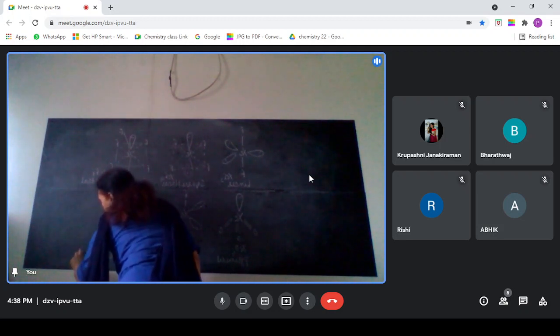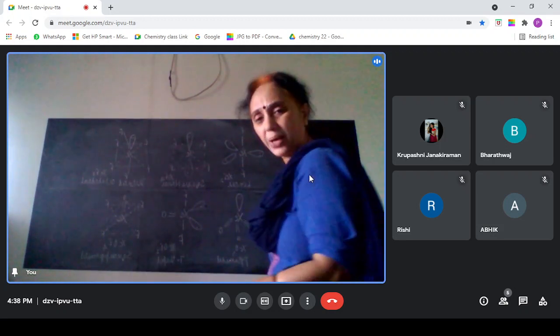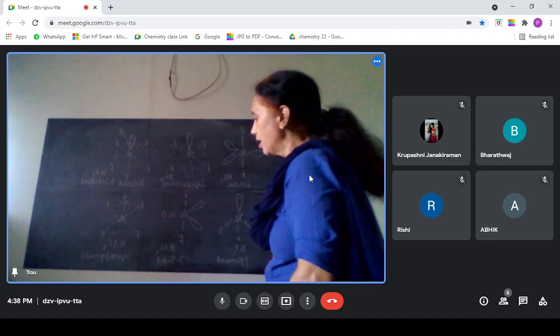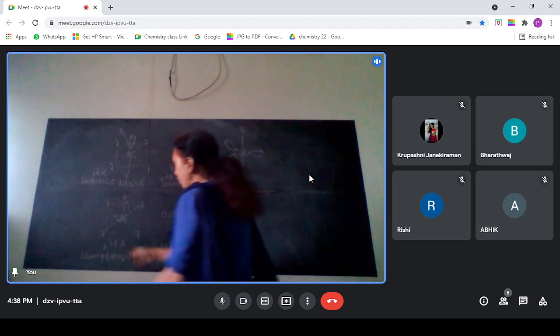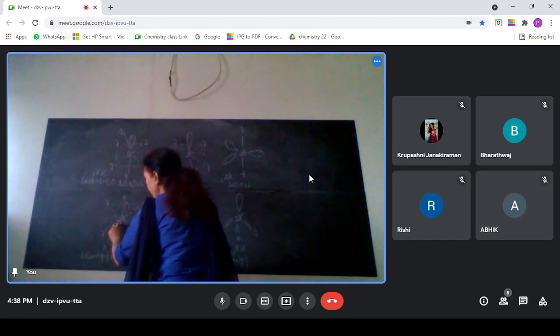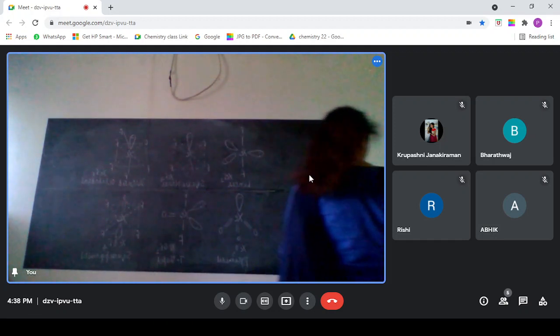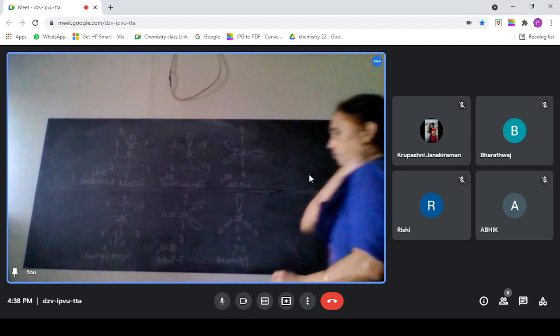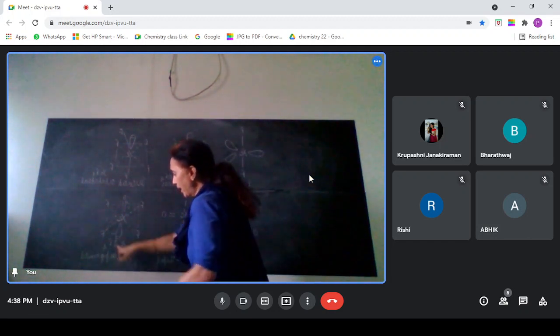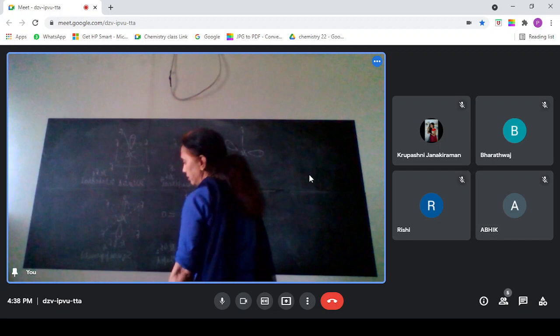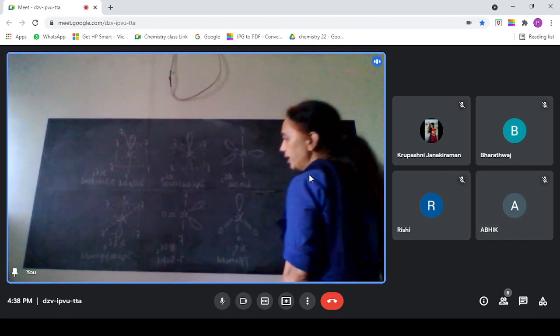It should have been square bipyramidal or octahedral. Square bipyramidal is nothing but octahedral. It should have been that, but because of that, there is one lone pair in the other end. Okay, so it is like this.